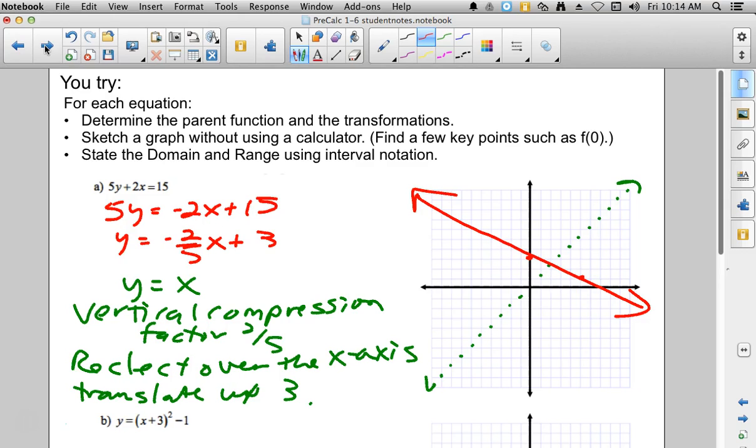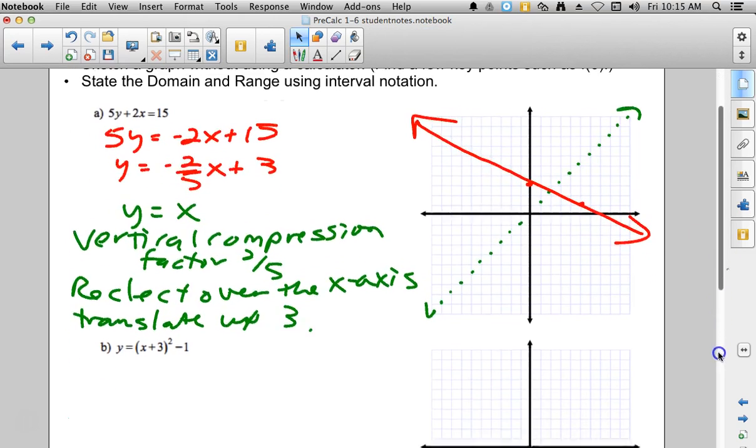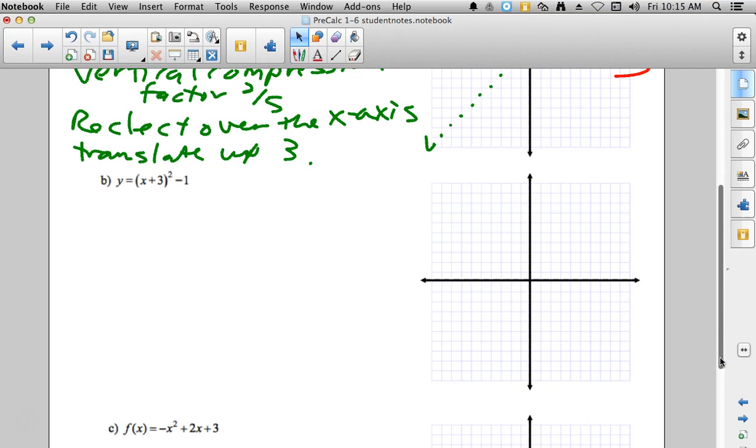If you took that line and you squished it, you're a giant, and you squish this line by 2/5. You can see how that slope has changed because of that. And we definitely see that flip, and then it's moved up 3 units. It's just a different way of looking at something that we already knew how to do. That one's pretty basic. Tell me the transformations for B, please.